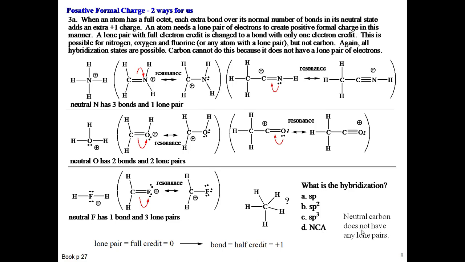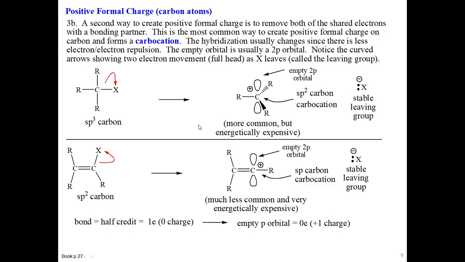Neutral carbon doesn't have any lone pairs. This is the way carbon makes a positive charge. Carbon usually has a group that wants the electrons, is electronegative, and is willing to take those electrons away. Could be like a bromide or an iodide.